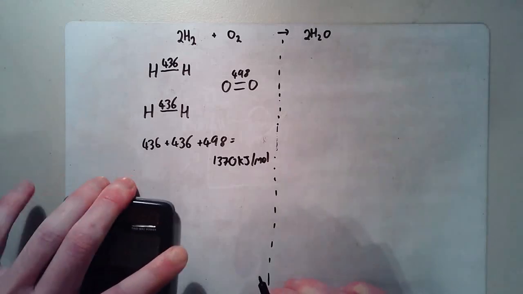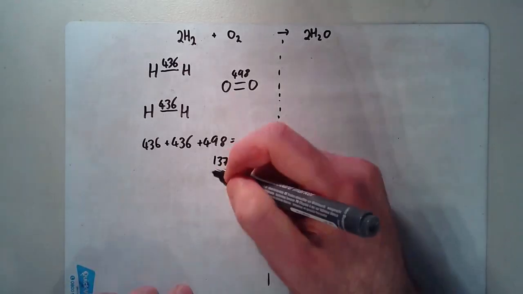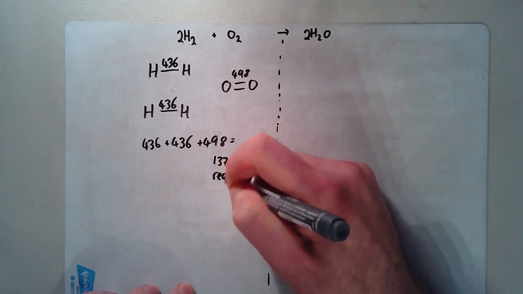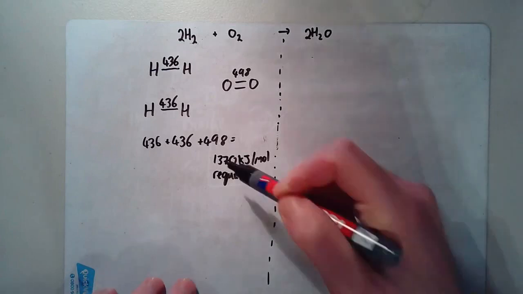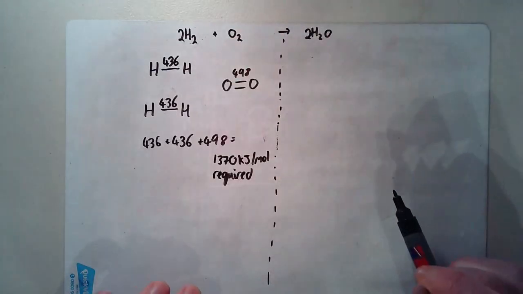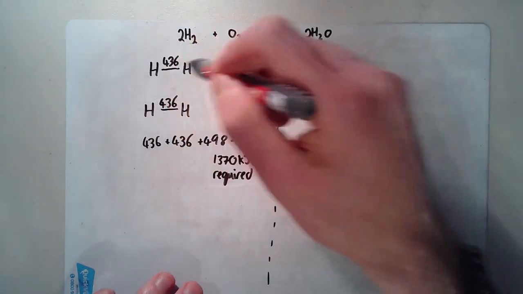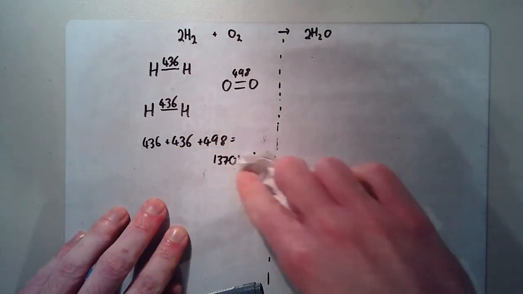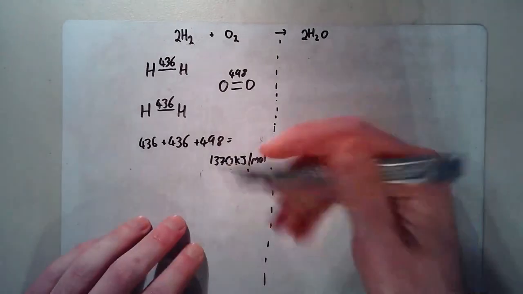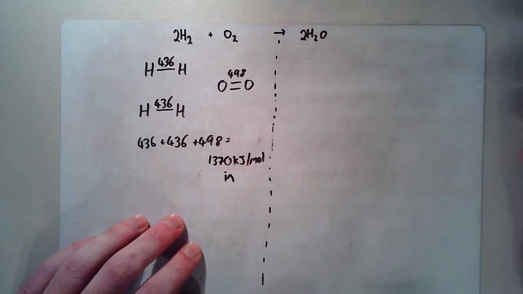Alright, now that is energy in. That's the energy required. That's the amount of energy I need to break all of those bonds. Remember, we said breaking bonds is endothermic. So that's the amount of energy I need to break this bond, this bond, this bond. So I'm just going to write it as energy in.